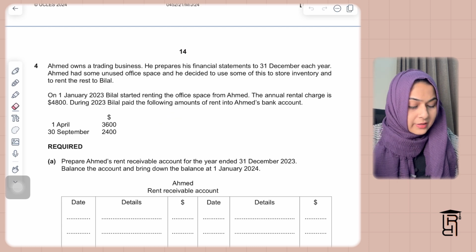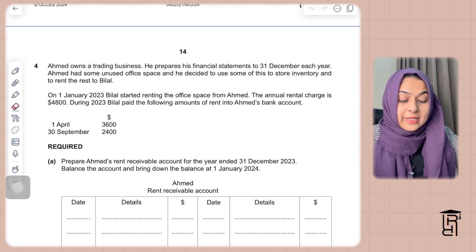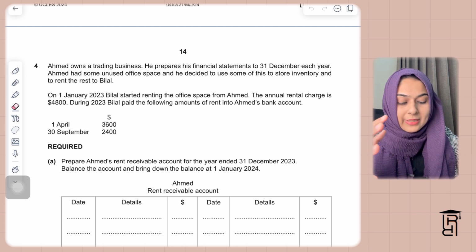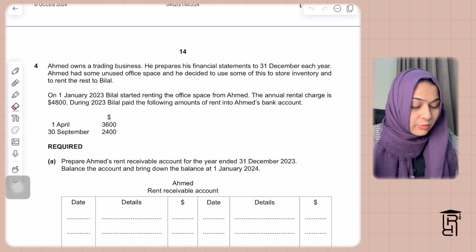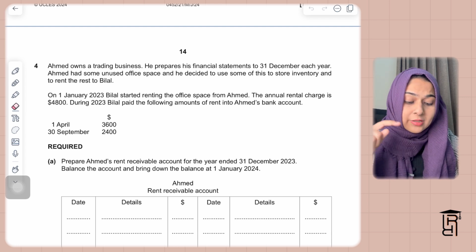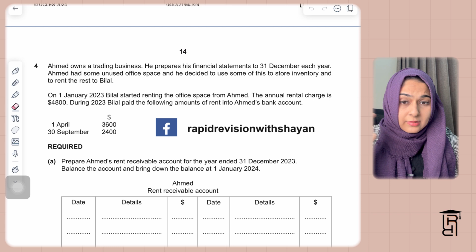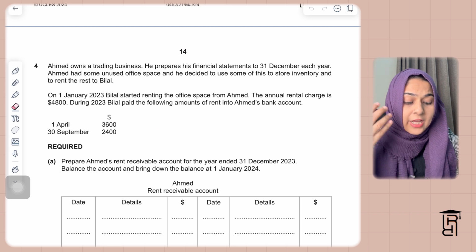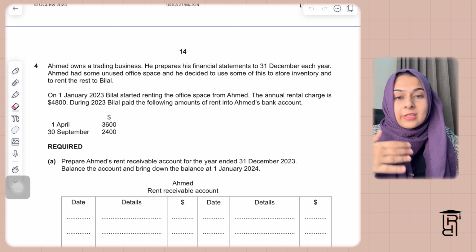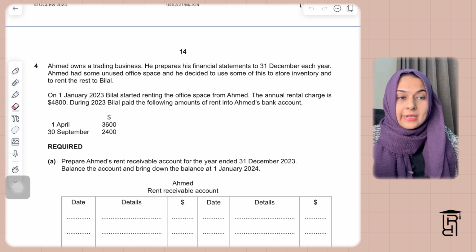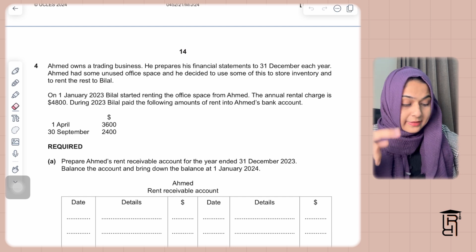So if Ahmed rents out his office space to Bilal, he will receive rent in this case. So this is going to be a rent receivable account which we are supposed to prepare in this question. On 1st January 2023, Bilal started renting the office space from Ahmed. So that means for the current year, there will be no balance brought down, because on the first day of the year, we decided that we will give out some space to Bilal.